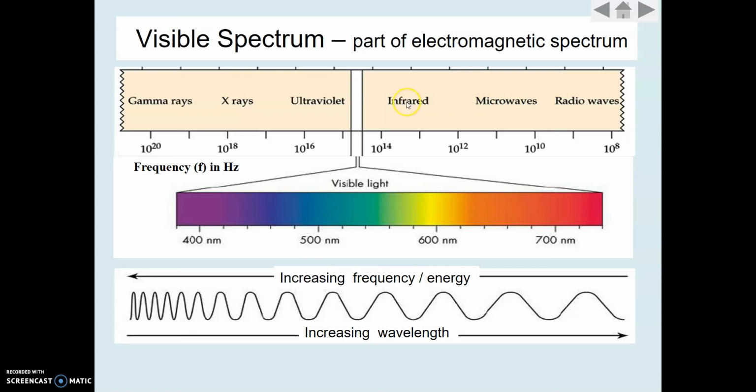Infrared rays, this is heat, and then we get ultraviolet. All of these are dangerous. Ultraviolet burns your skin, you get sunburnt. X-rays, and finally gamma rays, which come from radioactive substances, extremely dangerous.